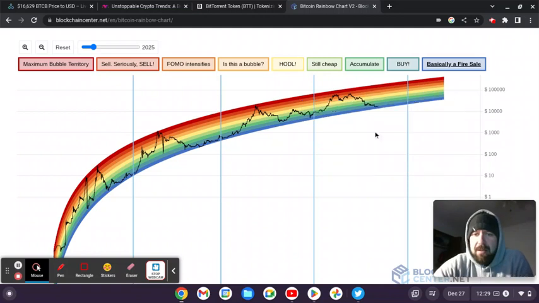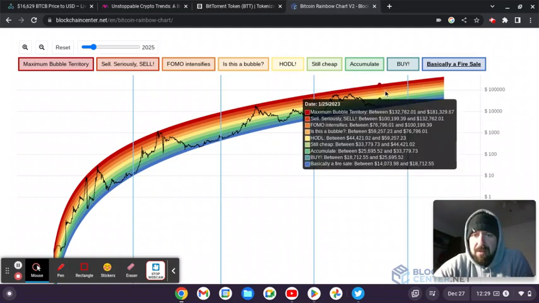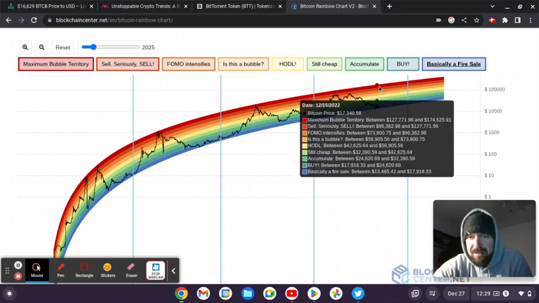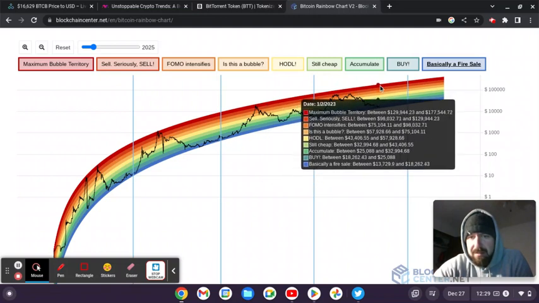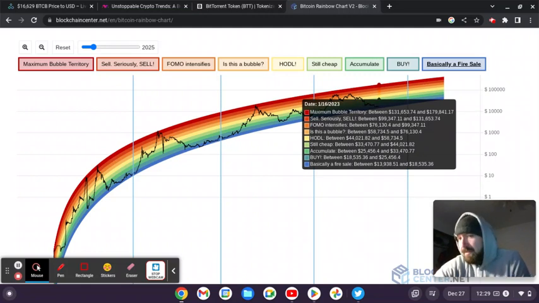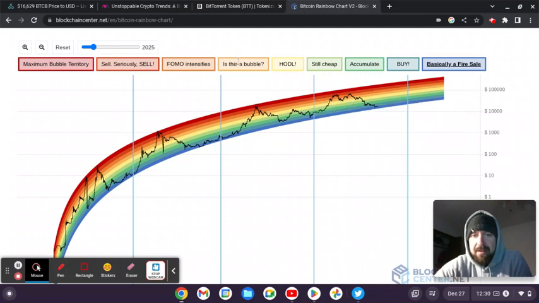So, very foretelling of what's to come right here is this peak should hit around in this territory. It's shown right here, 130 to 179. So, it's a pretty good price target for where Bitcoin should be.